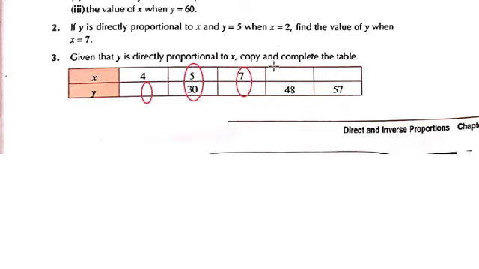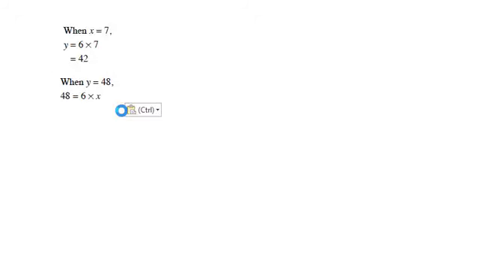When y equals 48, from this table we can see the value of y is given as 48. You have to find the value of x. Same, by using the same equation you can find it. When y equals 48, we can write the connecting equation 48 equals 6 multiplied by x. And if you solve this one, you can find x equals 8.